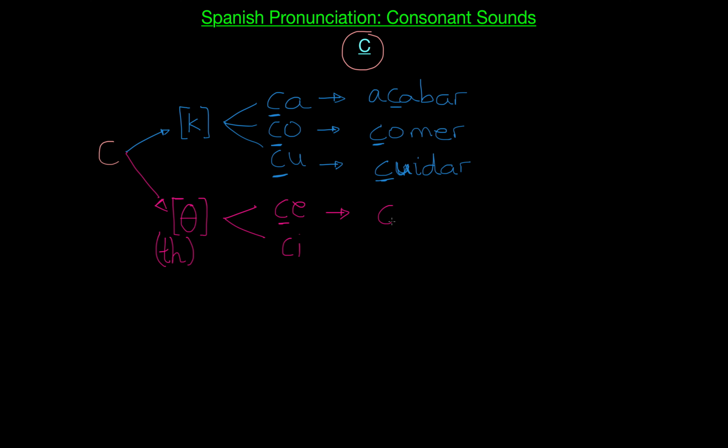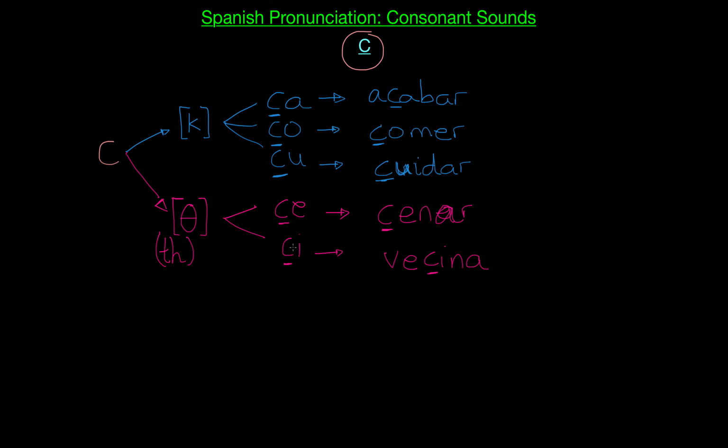An example of this is the word cenar, okay? Cenar, to have dinner. And when I come across this, I'm going to say thi. For example, vecina, neighbor, vecina, okay? So let's go through this again. This would be ka, this would be ko, this is ku, this is the, and this is thi, okay?